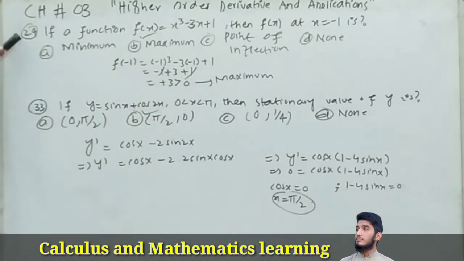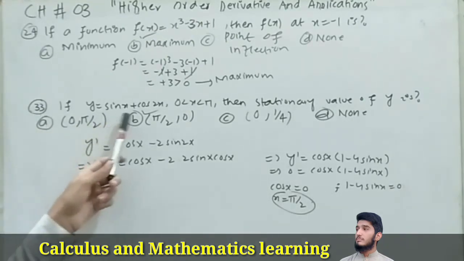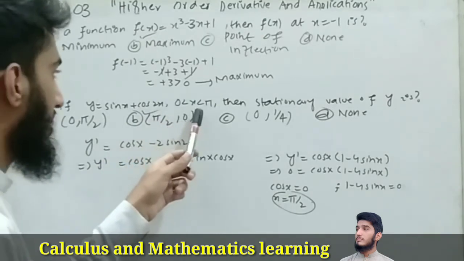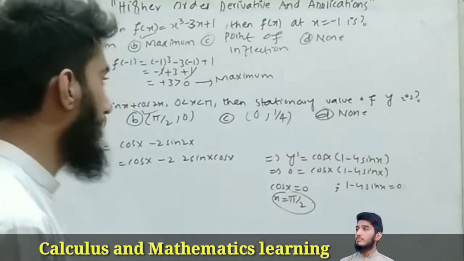We skip all the MCQs from 25 to 32 because these were related to chapter number 4, differentiation of a vector function, that we will learn in the next videos. So 33 tells that if y is equal to sin x plus cos of 2x, where 0 less than x less than 5, then the stationary value of y will be.